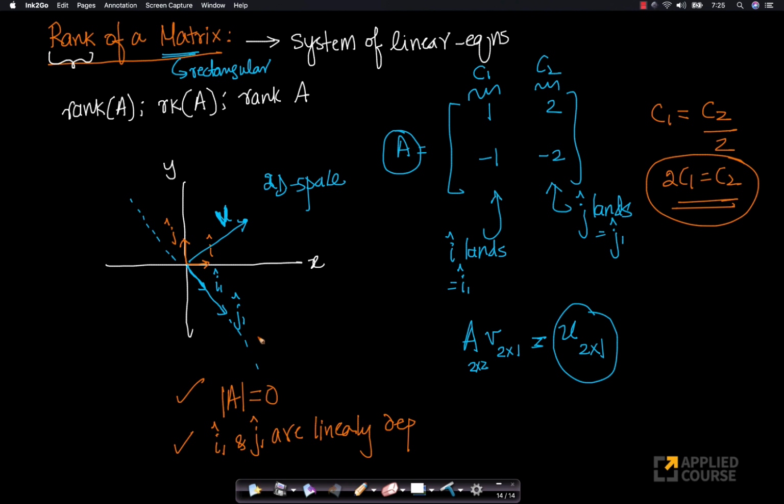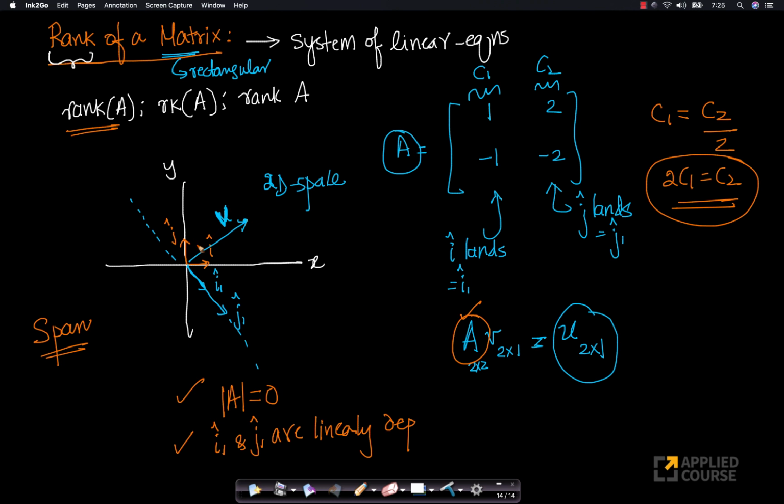Now, whenever you have a situation like this, I hope this situation is clear. If I have a matrix A, which now spans, let me connect the concept of rank to the concept of span. We have already discussed span of two vectors. Suppose I have these two vectors, I hat and J hat. Where do they span? They span the whole 2D space.